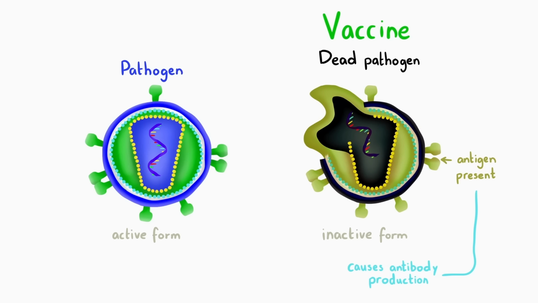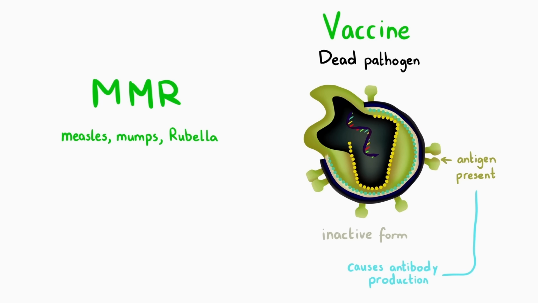When these weakened pathogens are introduced into your body, usually by injection, your white blood cells recognize them as foreign. This stimulates your immune system to produce antibodies that specifically target those antigens. For example, the MMR vaccine contains weak versions of the viruses which cause measles, mumps, and rubella. Each component triggers the production of specific antibodies against that virus.